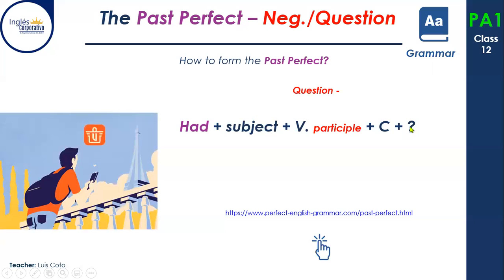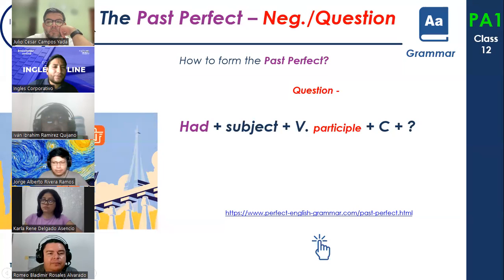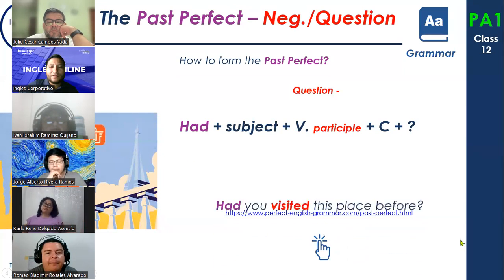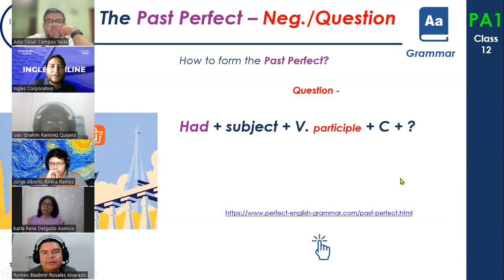Correct, because sometimes we forget to place the question mark, so it is not a question in grammar or even in intonation, right? What is intonation for questions depends on the question. How old are you? How old are you, Romeo? I am 38 years old. Ah, okay.